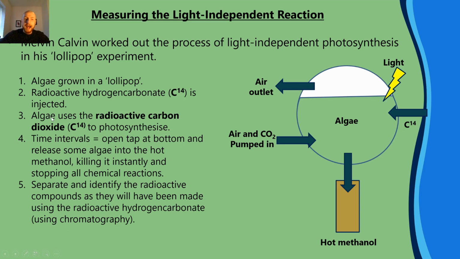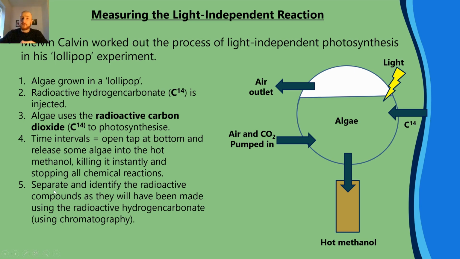Now number 3, algae uses the radioactive carbon dioxide to photosynthesize, and that's going to take in the carbon dioxide and that's going to carboxylate RuBP to 2 times GP. And remember, we've just done the Calvin cycle. Number 4, we had time intervals. So at time intervals, Melvin Calvin opened the tap at the bottom and released some algae into hot methanol. Now the reason there was hot methanol there was because it would instantly kill the algae and stop all chemical reactions. So no more light independent reaction, no more light dependent reaction.